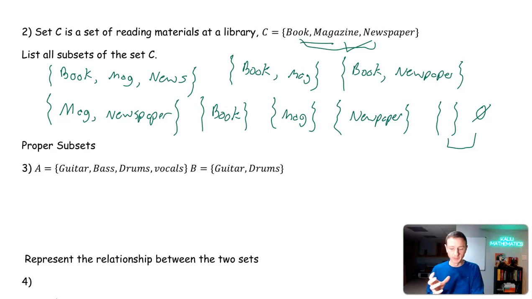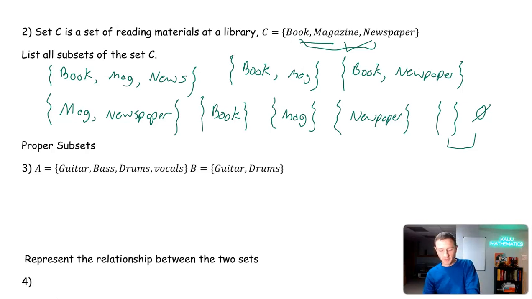So those are all the subsets of the set C, C being book, magazine, and newspaper. So all the subsets of set C would be everything there: all 3 elements, 2 out of the 3, and there's a couple ways we could do 2 out of the 3, and then each individual one along with the empty set.